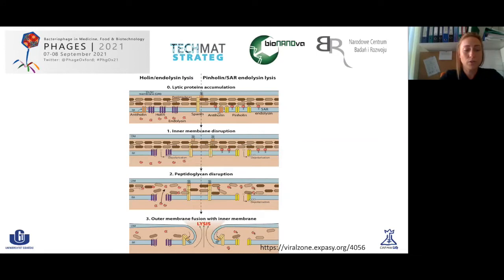Larger bacteriophages with double-stranded DNA encode at least 2 lytic proteins, a holin and an endolysin enzyme with muralytic activity. At the final stage of the lytic development, holin causes permeabilization of the cell membrane, which allows endolysin to enter from the cytoplasm to the periplasm and damage the peptidoglycan layer, as you can see on the left side of the picture.